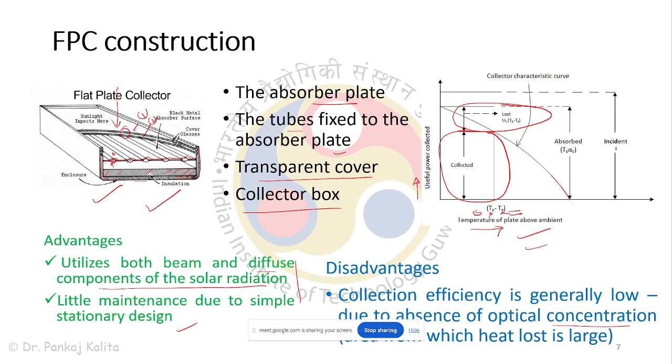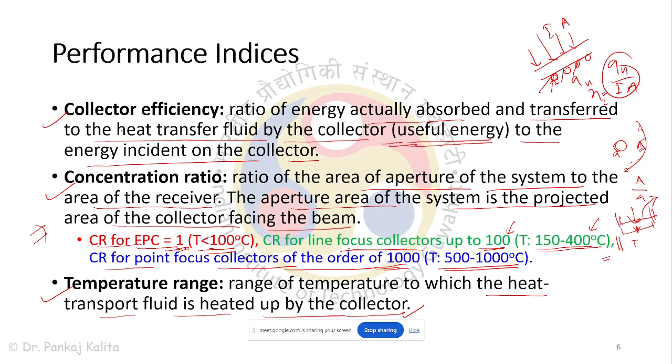Its collection efficiency is low. Now coming to the performance indices, if you want to characterize the performance of a flat plate collector, then some parameters are defined here. The first one is the collector efficiency. Collector efficiency means how much of the incident solar flux has actually been utilized, that is, the ratio of the useful energy to the energy incident on the collector.